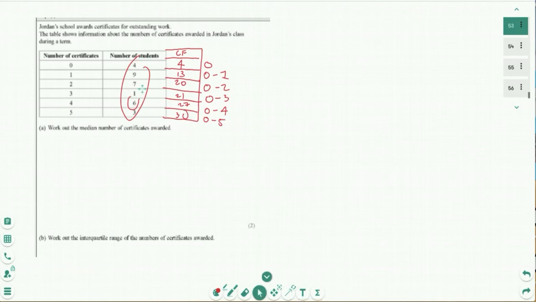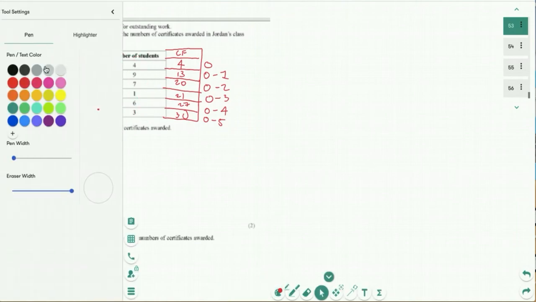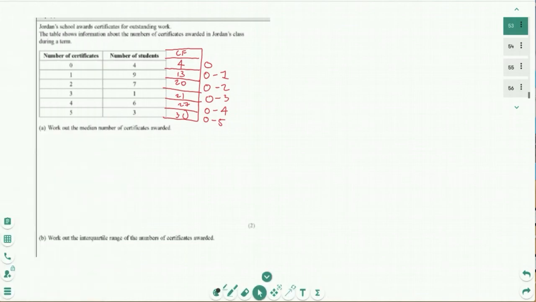Now, we know that in total there were 30 students in Jordan's class. We can see because the final value in our cumulative frequency was 30, and if we add up all these numbers, there's 30 students. Okay. So we're looking for the middlemost student. We're going to do 30 divided by 2. So we're looking for the 15th student.